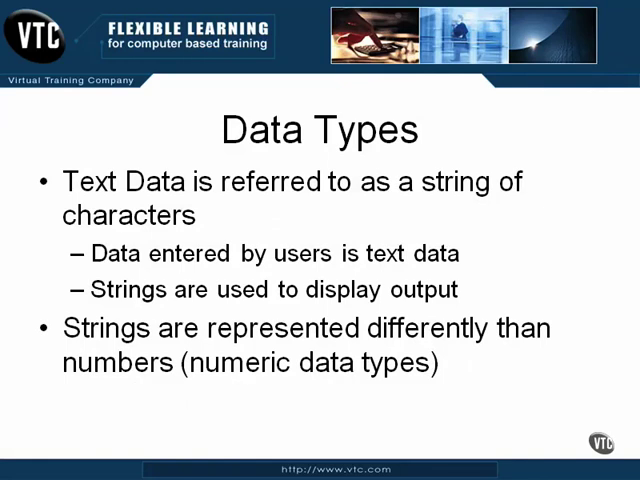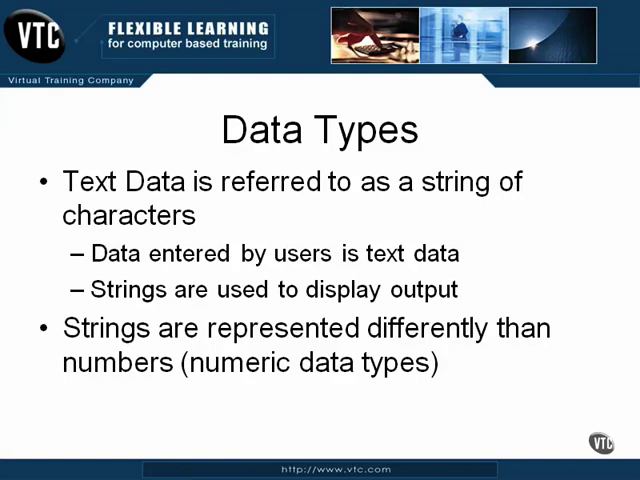Text data is referred to as a string of characters. If the user enters their name, for example, that is considered string data or text data. String is the data type that you would specify for a person's name. Strings are used to display output also. For example, the result of a calculation might be displayed as a string.